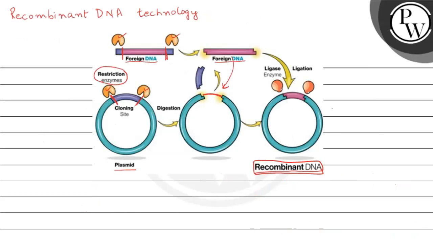So our final answer is option 4, that is, they can cut DNA at specific sequences. So this is our final answer.